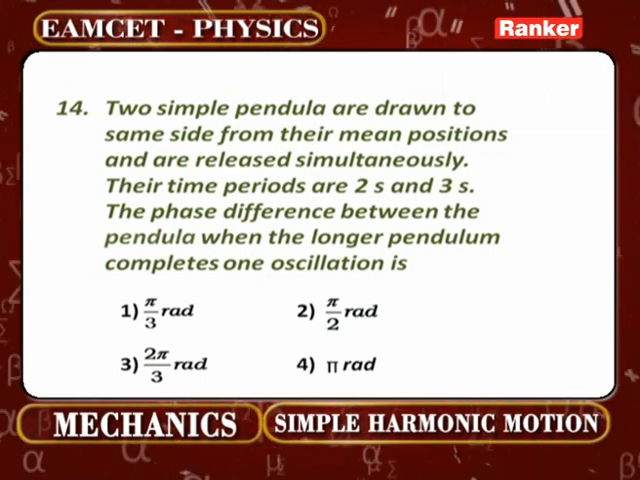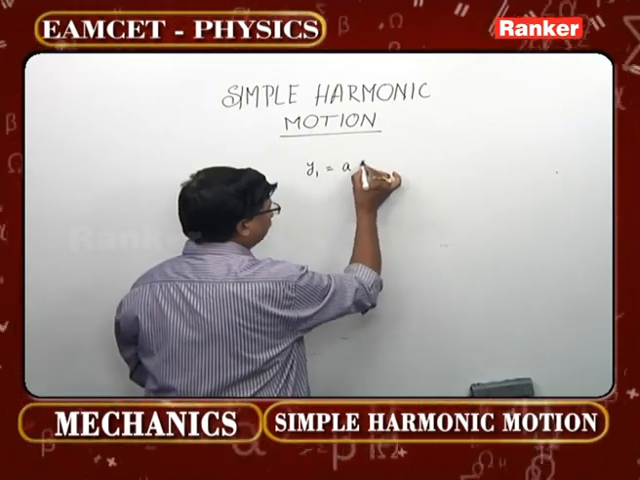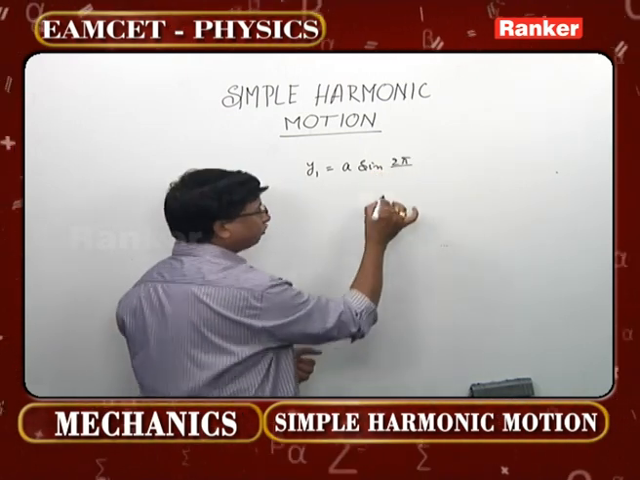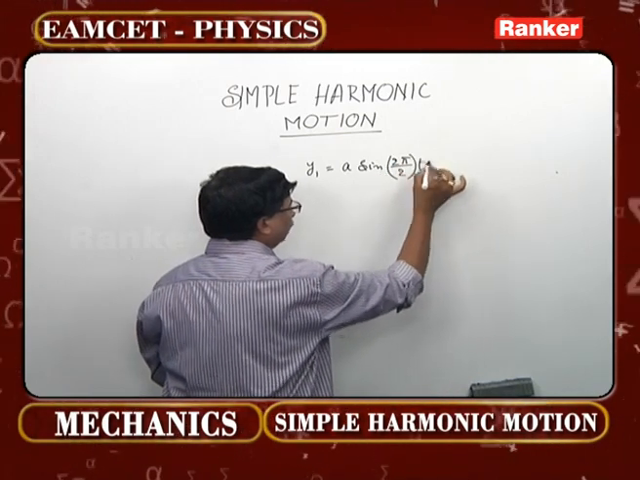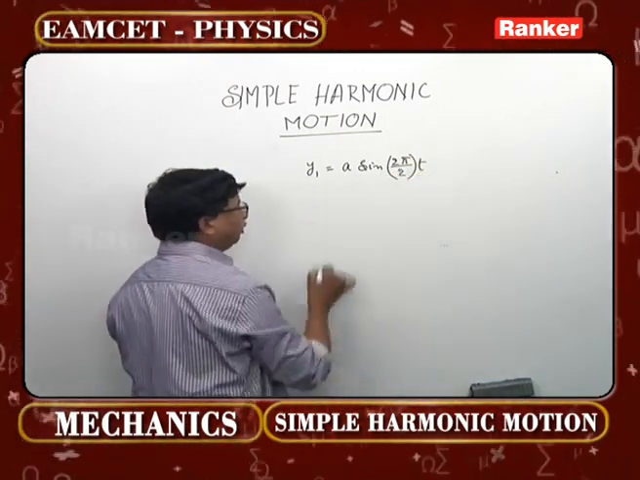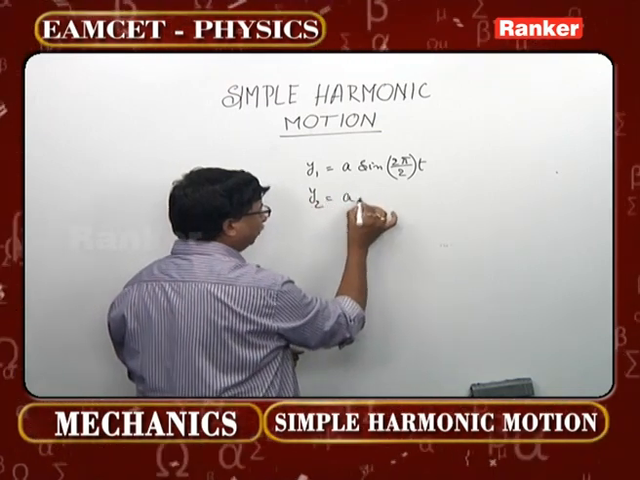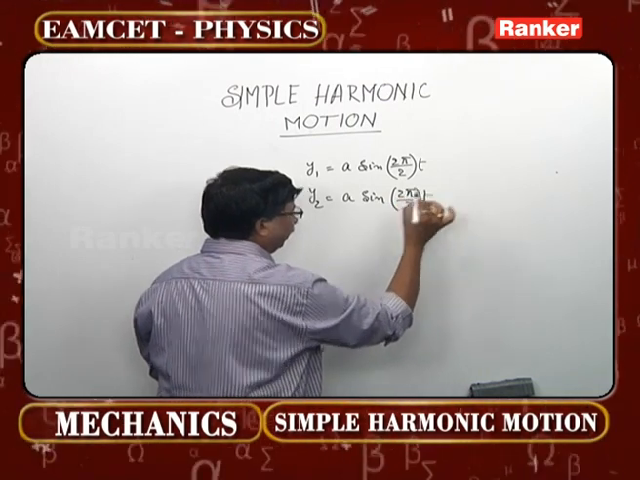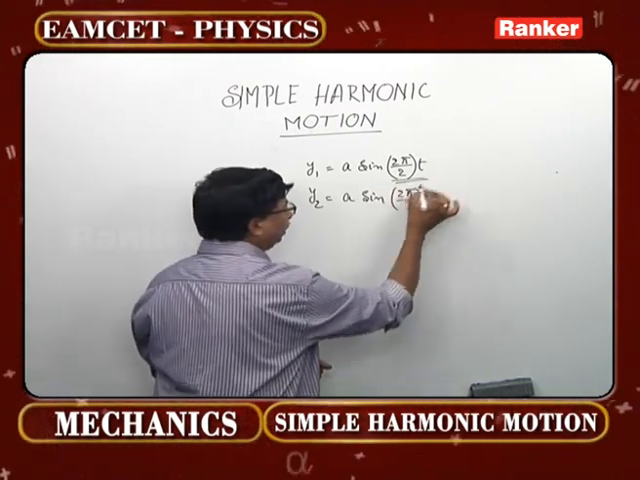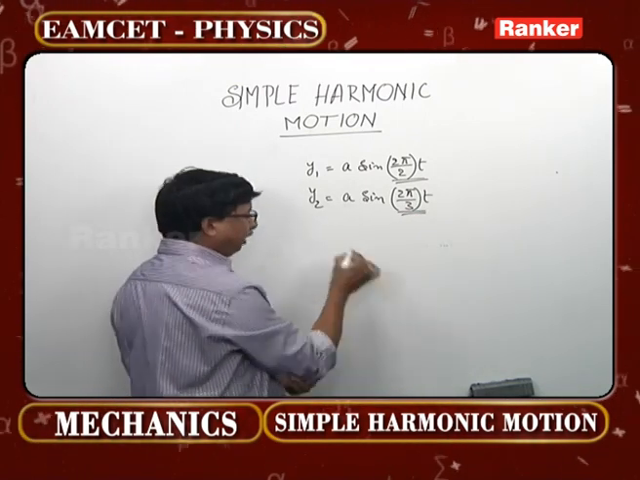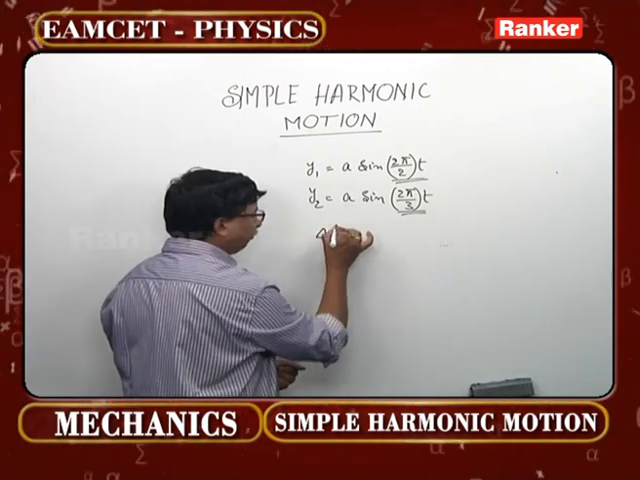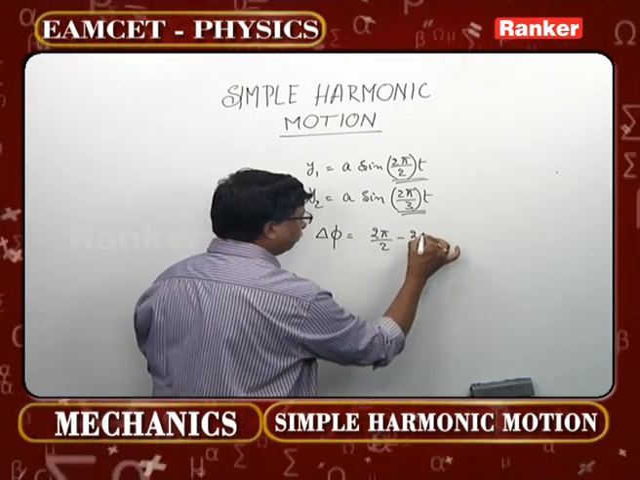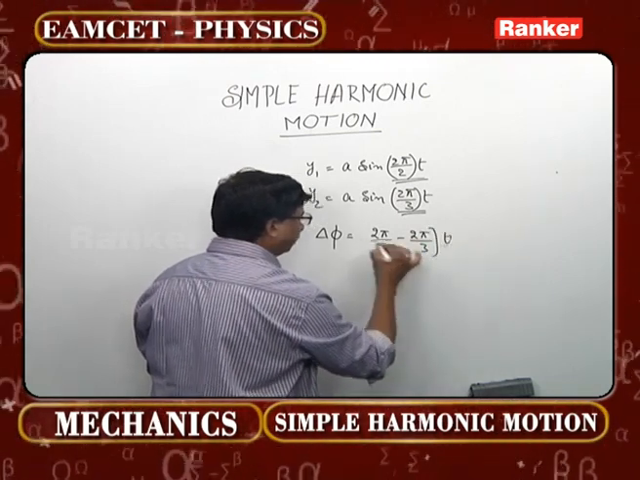Now in fact for the first pendulum, y1 can be written as a sine 2 pi by capital T. What is the time period of the first one? 2, into small t. This is the a sine omega t equation. What will be the equation for the second one, please? a sine 2 pi by 3 into t as such. Now what is going to be the phase difference is the question. Phase difference means we write delta phi. So 2 pi by 2 minus 2 pi by 3, whole multiplied by t.